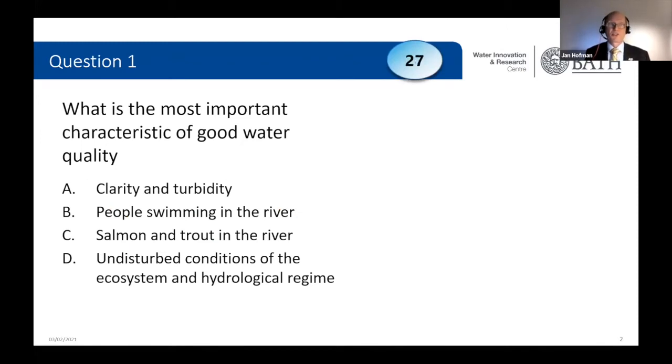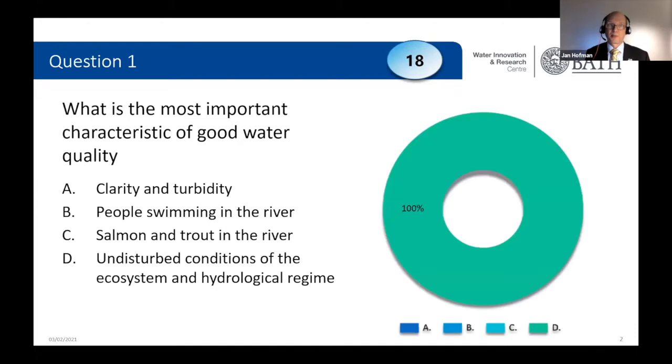The question is, what is the most important characteristic of a good water quality? And of course, that is in a river. And there are four options: clarity and turbidity, people swimming in the water, salmon and trout present in the river, or undisturbed conditions for the ecosystem. And there are still 12 seconds to go. Okay, and I think that was the end of this first poll.